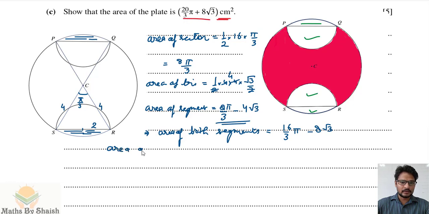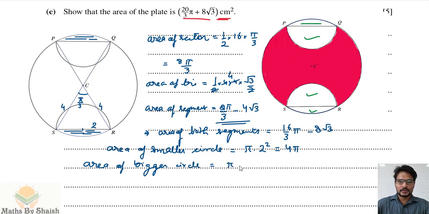So area of smaller circle is pi r square, that is pi into 2 square, it is 4 pi. And area of bigger circle is again pi r square, but here the radius becomes 4, so 4 4s are 16 pi. And hence the required area is bigger circle 16 pi minus the sum of these two areas, area of segments and the smaller circle. So it is 16 pi minus 16 by 3 pi minus 8 root 3 plus 4 pi.